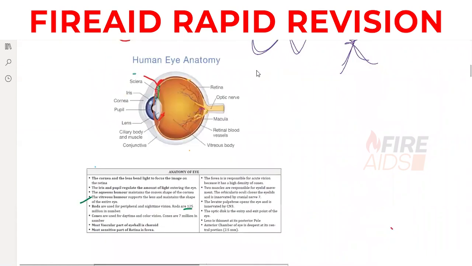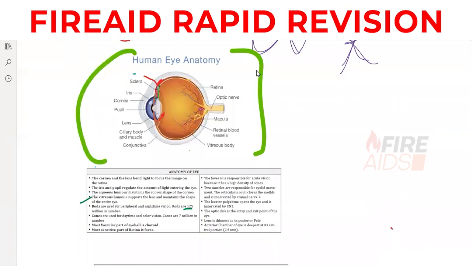Next is human eye anatomy. I hope all of you know the parts of the human eye. So sclera, iris, cornea, pupil, lens, ciliary body and muscle, conjunctiva, retina, optic nerve, macula, blood vessel, and vitreous. So retina is over here.